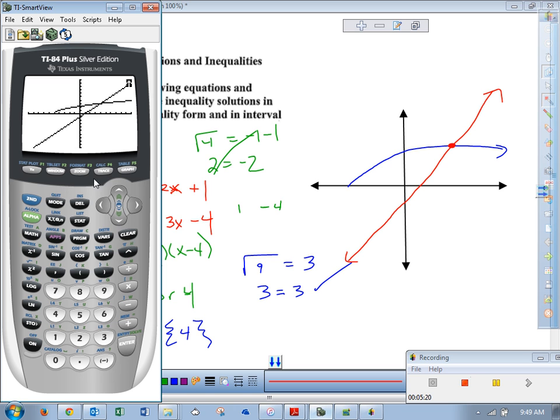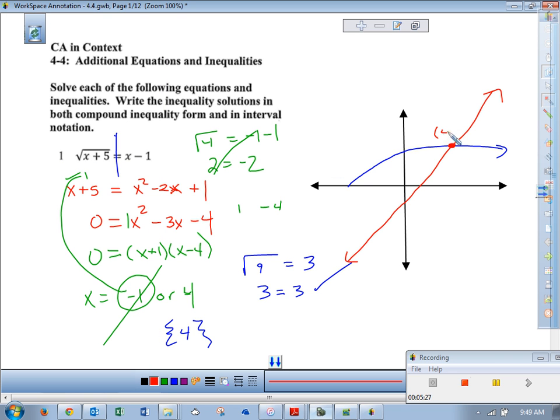If I go to second, calculate, intersect, first curve, second curve, enter, 4, 3. Did it match with my algebra? X was 4, correct? Who cares about y? But notice I didn't get x being -1 because this square root guy has a restricted domain. It would have been like that if that thing would truly be a sideways parabola, but that's an extraneous answer right there. It didn't really happen. Okay, so that's why we do both.